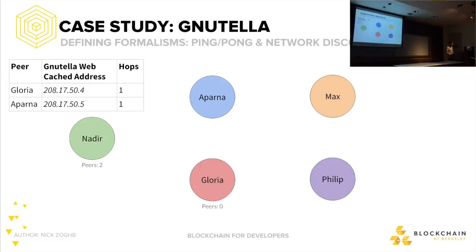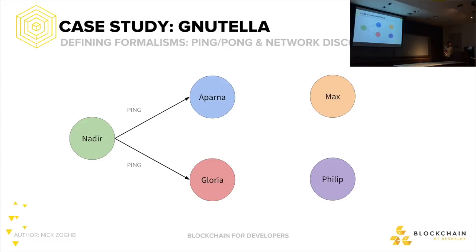So Nadir connects to both of them. He pings them, and the response he gets back is a Pong. This is what's called network discovery. This is how you, as somebody new to the network, can be onboarded. And Akash will talk a little bit about how that works specifically in the context of Ethereum later on.